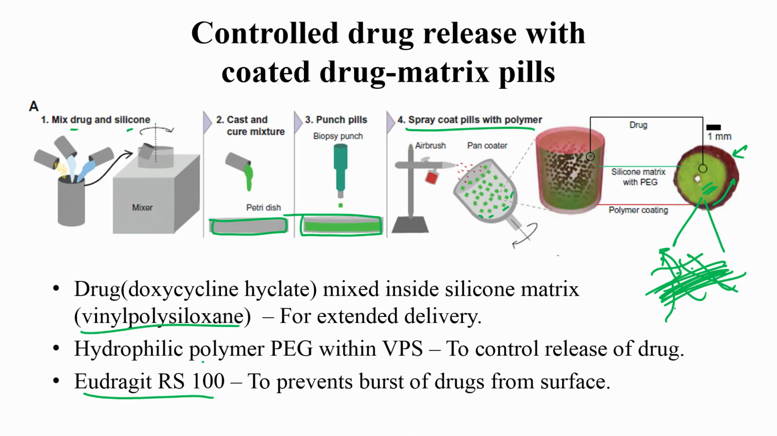I hope you all remember the burst release. If you have a device and you expect the ideal release to look like this, in most devices what you find is the drug gets released more like this. There is a burst, and the reason for the burst is of course that the drug sitting right at the edge of your delivery system immediately comes out when it comes in contact with the water. To prevent that, they put another polymer on the outside which does not have any drug, and that gives you a more sustained release rather than a burst release.